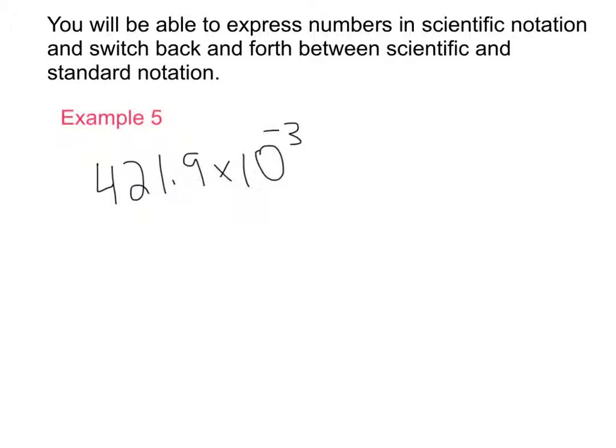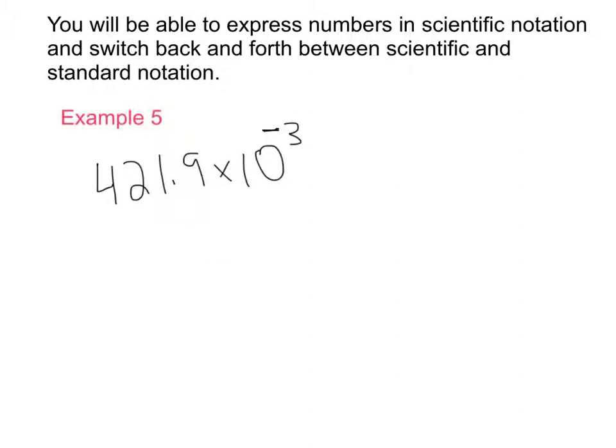Now what about this example? This time I have 421.9 times 10 to the negative 3. And I want to write this out in standard form. So what I do, of course, I know where my decimal point is, as always, because you always need to keep track of that little decimal point.